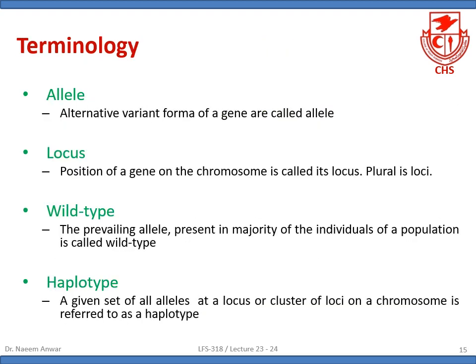We have these terminologies. We talked about the alleles. The locus is the position of the gene in the chromosomes, and many loci are called loci. The wild type is the genotype that occurs as a majority in the population, while the haplotype is a set of alleles at a locus or cluster of loci on the chromosomes.